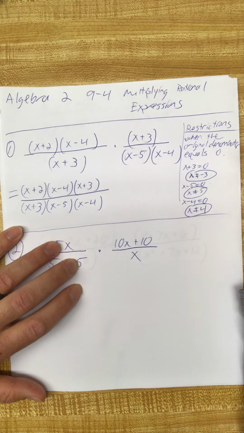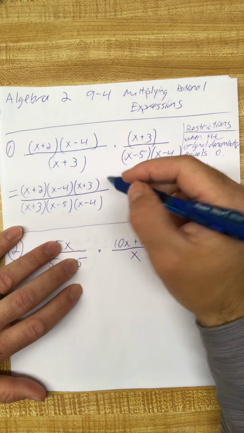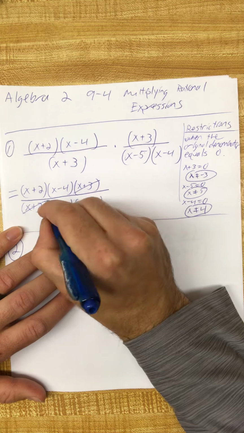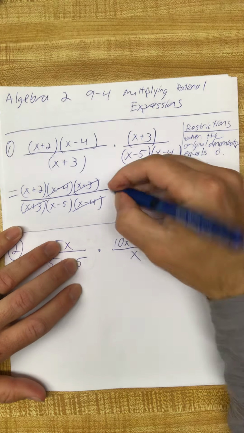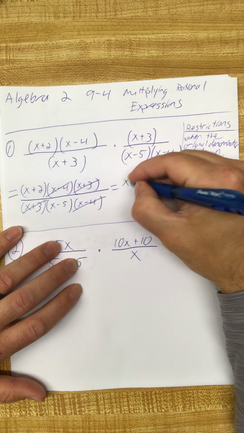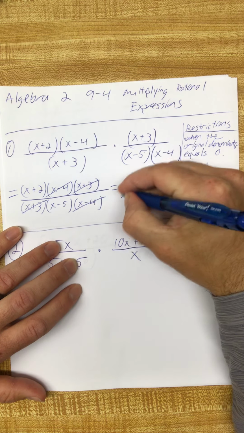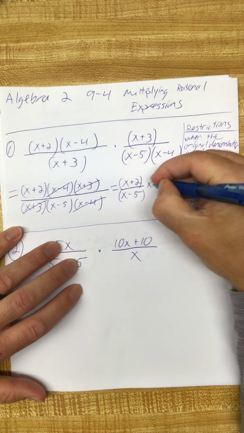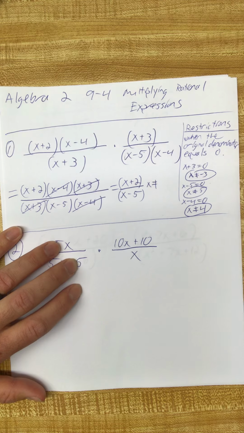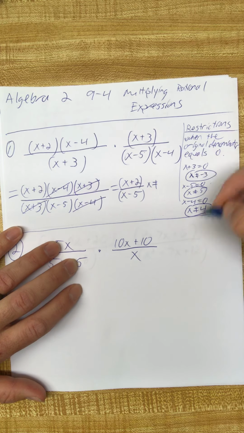Okay, so we're just looking for same binomials in the numerator and denominator. So I get an x plus 3 divided by x plus 3, x minus 4 divided by x minus 4. We're left with x plus 2 divided by x minus 5. And that's it. Don't forget about your restrictions. We got negative 3, 4, and 5.